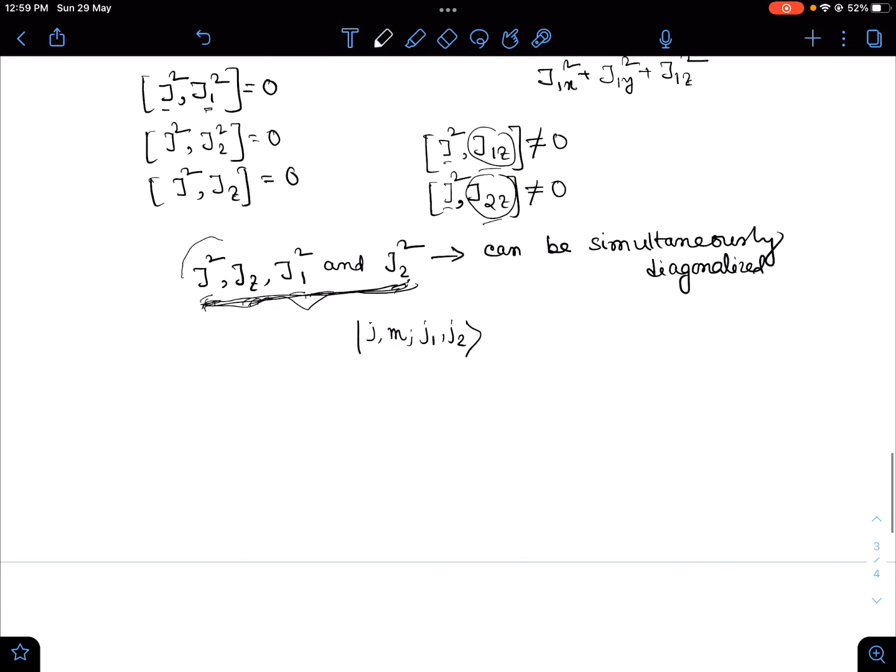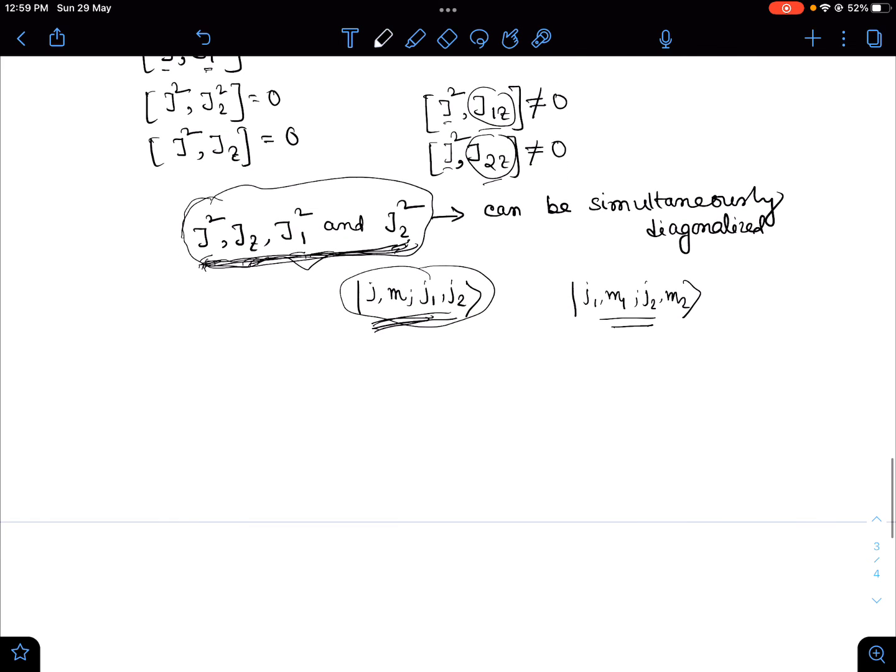So this is our state, which can be diagonalized simultaneously by these four operators. So you have to find a relation between this and |J1, M1, J2, M2>. All we have to do is find a relation between this state and this state. So first, formally, we have to check whether these states span the whole space or not.